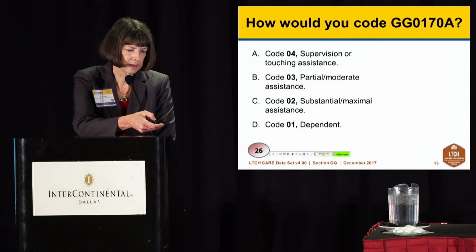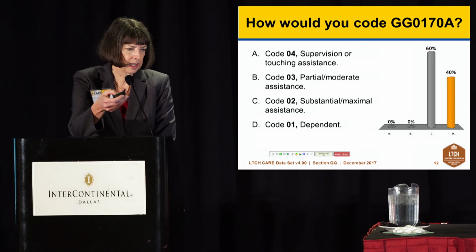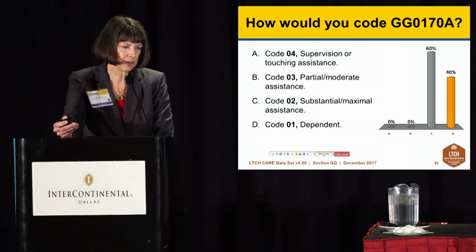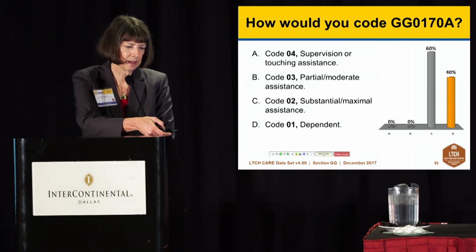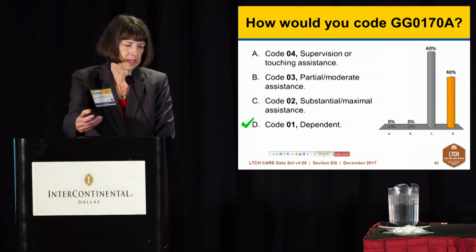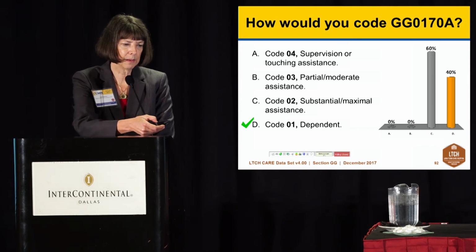Looks like we've got just about everybody. And it looks like 60% of you said C, substantial/maximal assist. 40% of you said D. Yet the answer here was D. So I think I can guess why 60% said what they did.